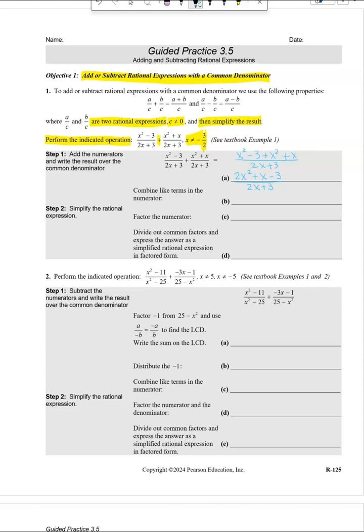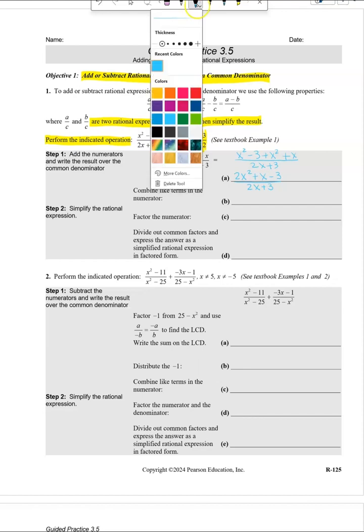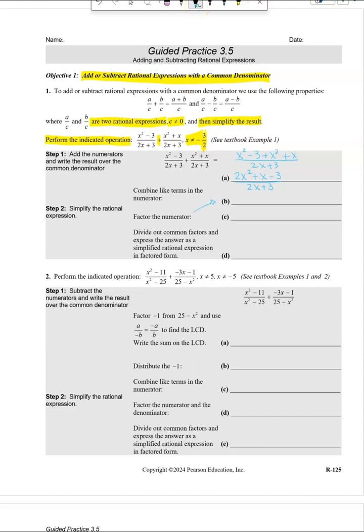Now, it says factor, well, I said combine like terms, but we did that. I'll just do it all in one thing. There you go. Now we're going to factor the numerator. So I'm going to try to do that on this line, because that's just kind of how it flows for me. So we're going to factor this.